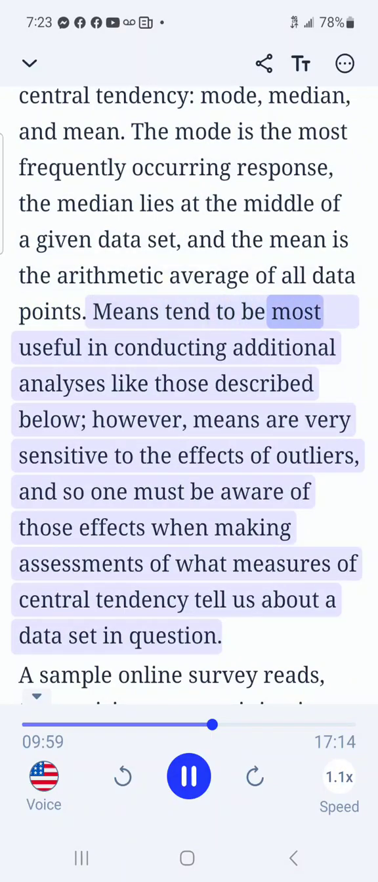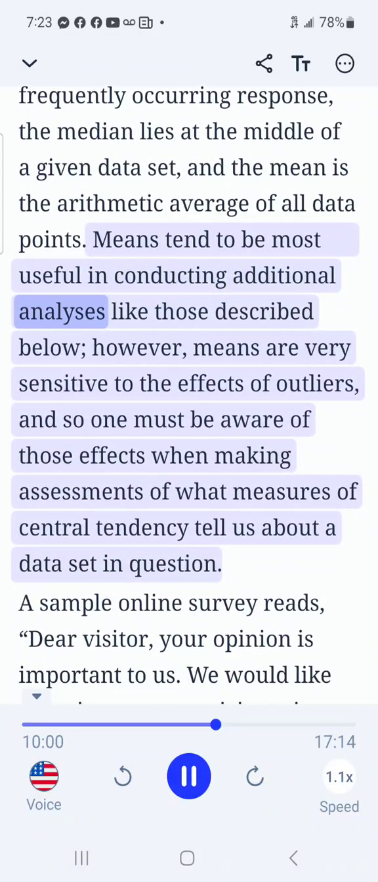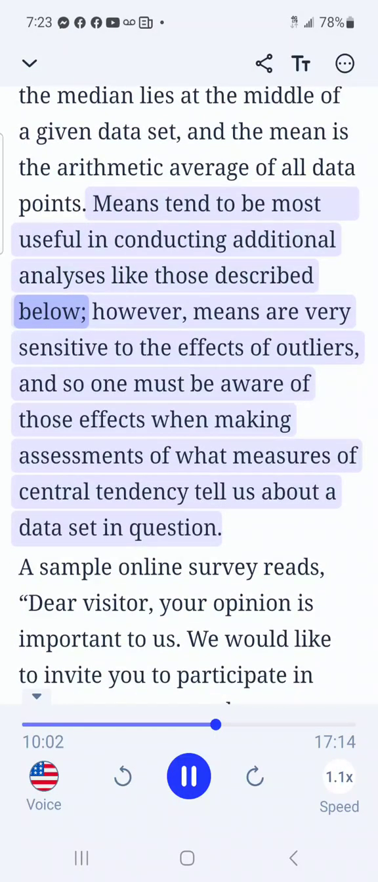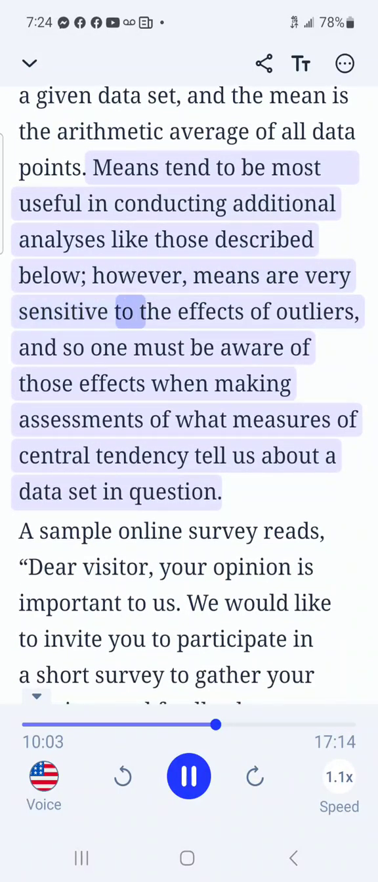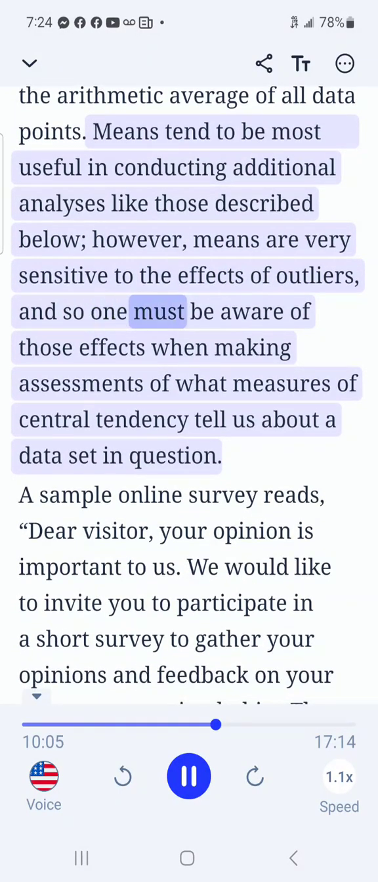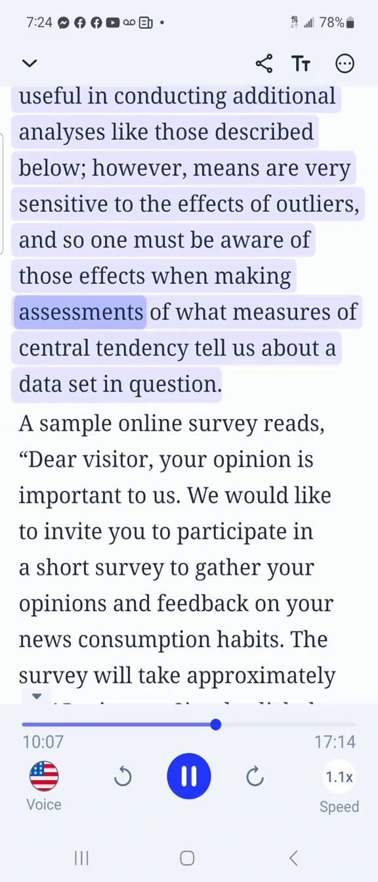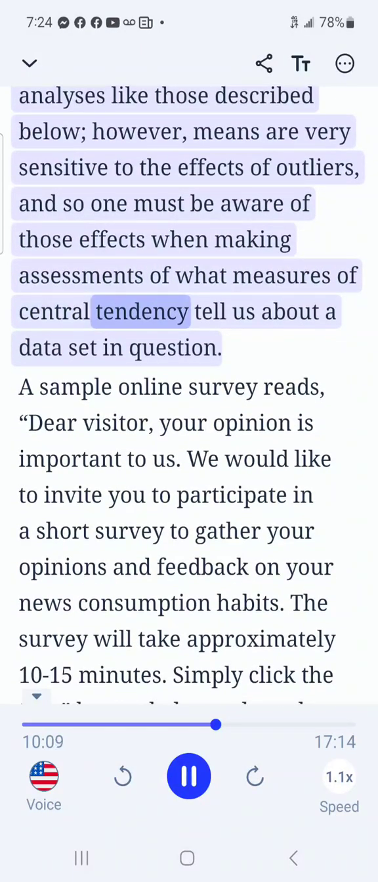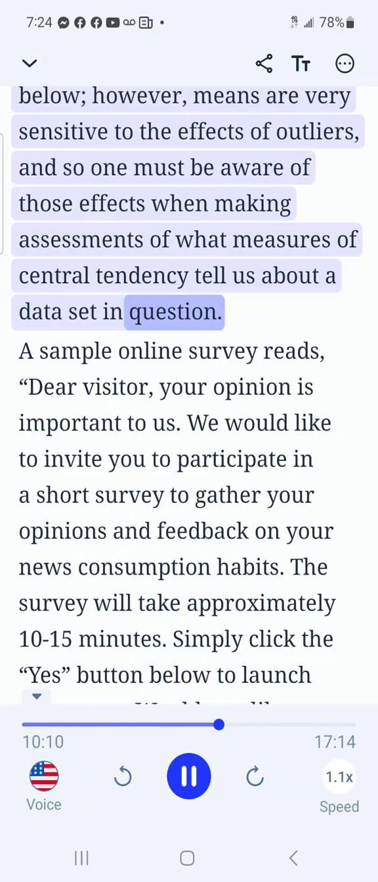Means tend to be most useful in conducting additional analyses like those described below. However, means are very sensitive to the effects of outliers, and so one must be aware of those effects when making assessments of what measures of central tendency tell us about a data set in question.